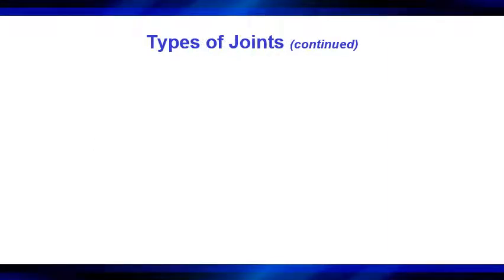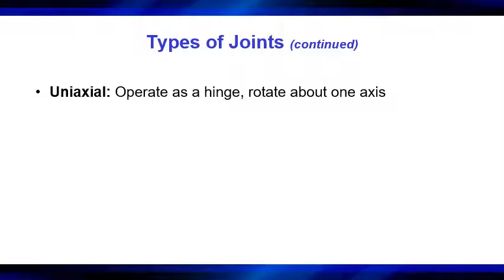So to further break down the types of joints, obviously the synovial joints, or the diarthrodial joints, are the joints many times we're concerned about as it relates to movement. So we're going to break these down even further. We have uniaxial joints, and they primarily operate as a hinge. One type of uniaxial joint is a hinge joint, and they rotate about one axis. An example of that would be the elbow.